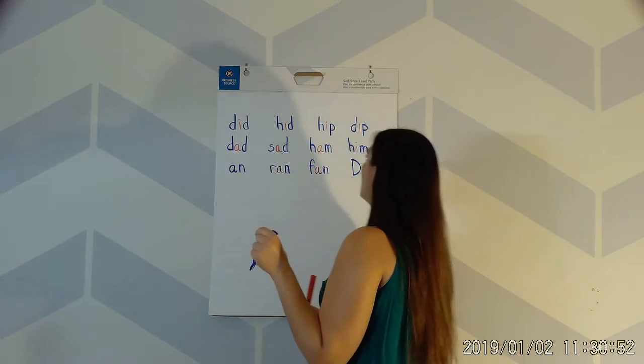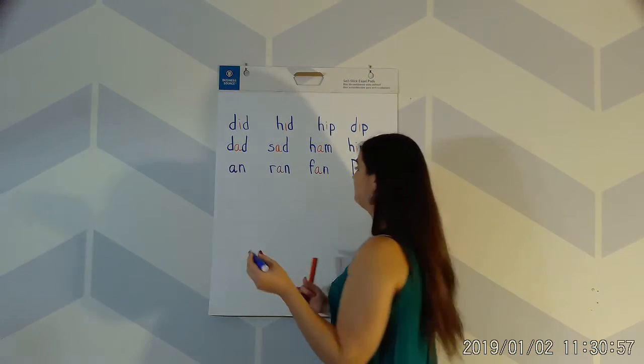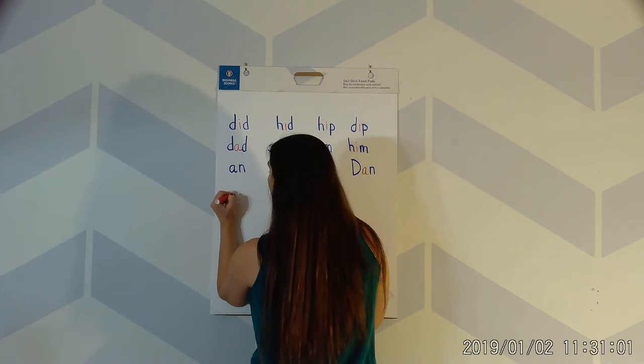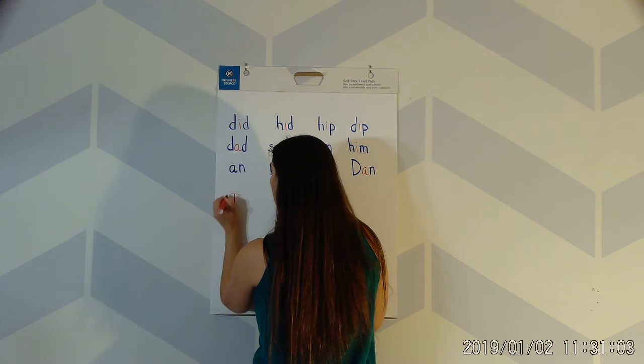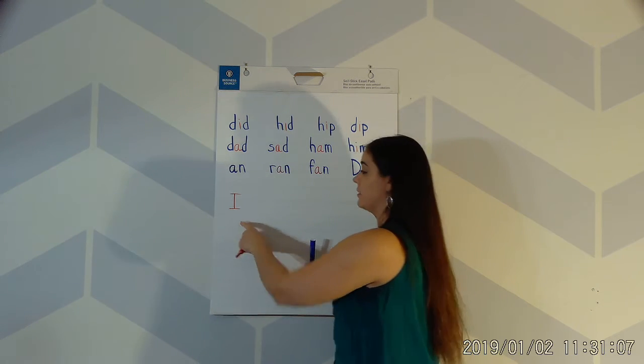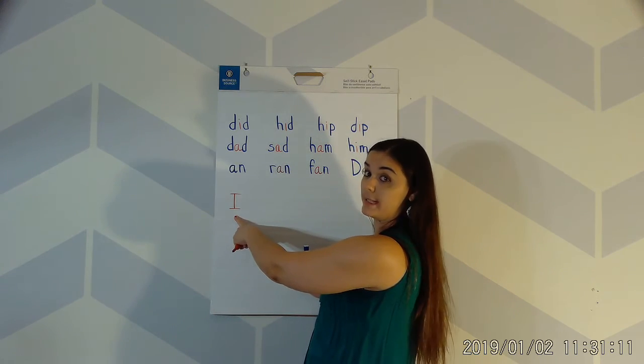Next word. No, we're going to do a sentence. My bad. All right, so we'll do a sentence. So that letter, I, okay. So remember, at the beginning of a sentence, the letter is always capitalized.